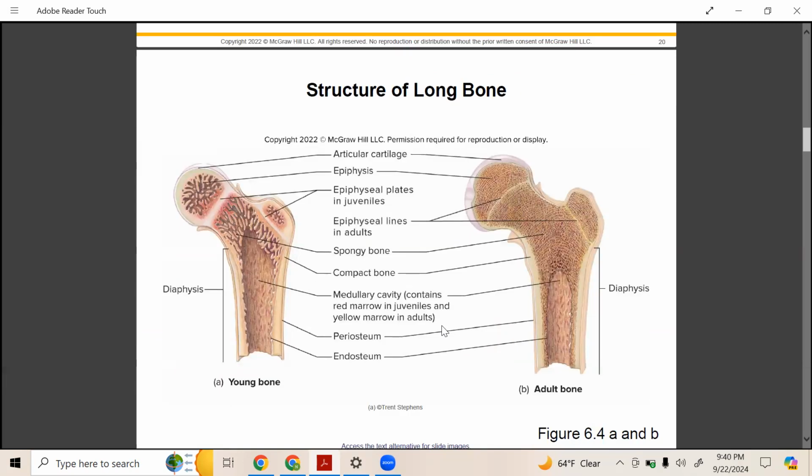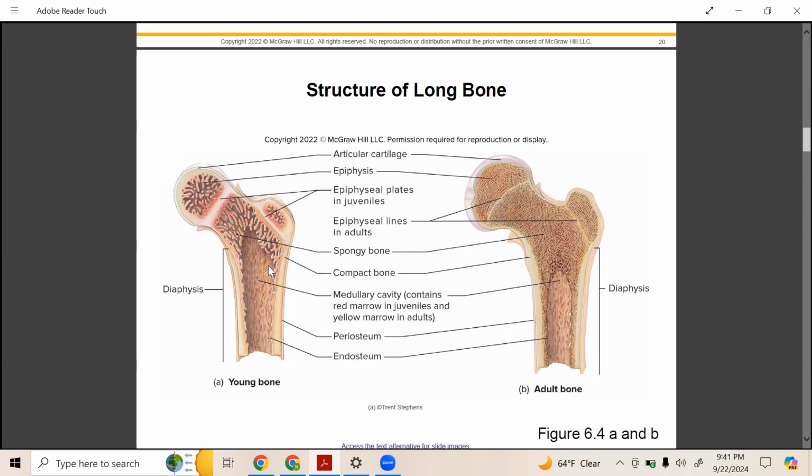So this just shows kind of a highlight of all the different structures in our long bone. Remember, the end is going to be covered in that hyaline cartilage or articular cartilage. The epiphysis is going to be the end of the bone. So you see in a younger bone, it's much spongier versus an adult bone. You see the epiphyseal plate in the juvenile bone, whereas you just have the epiphyseal line as an adult because it's all the way filled in.